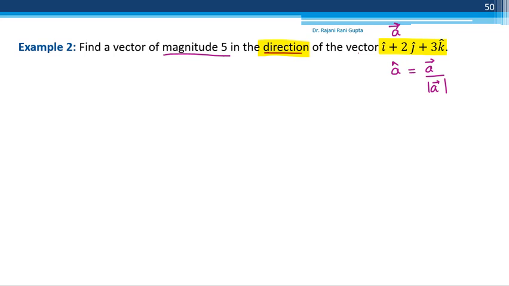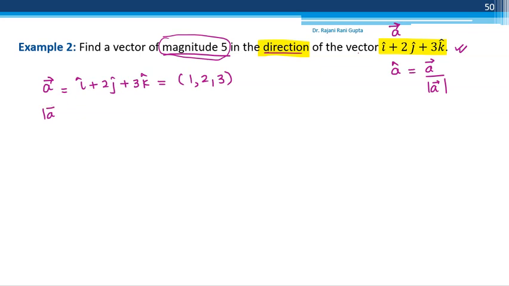Okay, here the magnitude is given as already 5. Note that this magnitude is not the magnitude of this vector. So you use this vector only to find the unit vector. So given the vector A, i plus 2j plus 3k, in the component form, 1, 2, 3.